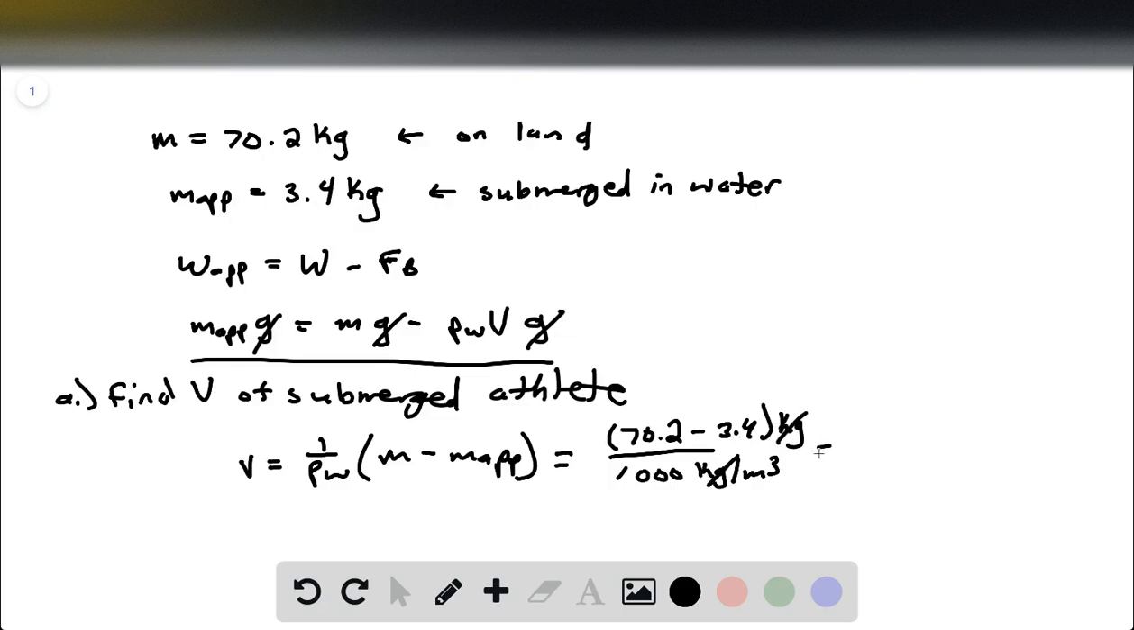So you'll see that you'll get an answer in meters cubed, which is good. That's a unit of volume. You should get 6.68 times 10 to the minus 2 meters cubed. That answers part A, when we're asked to find the volume of this person.